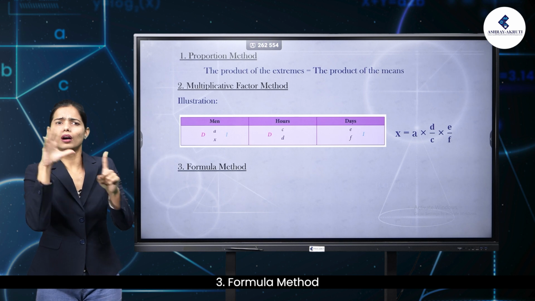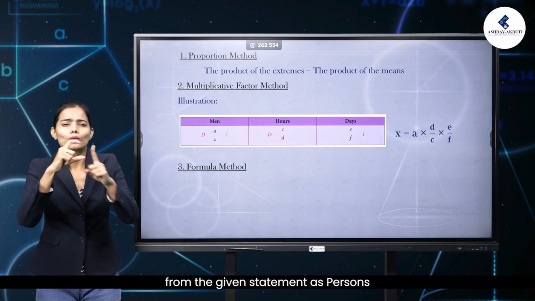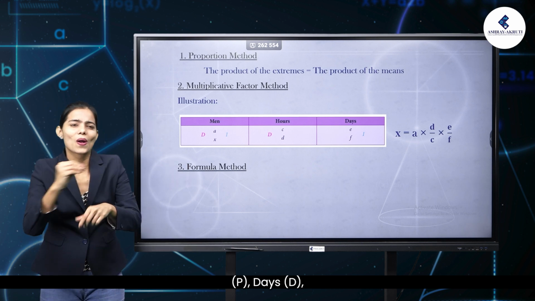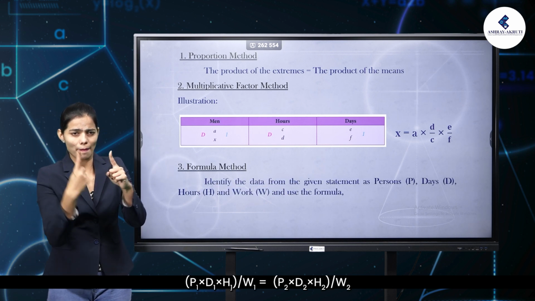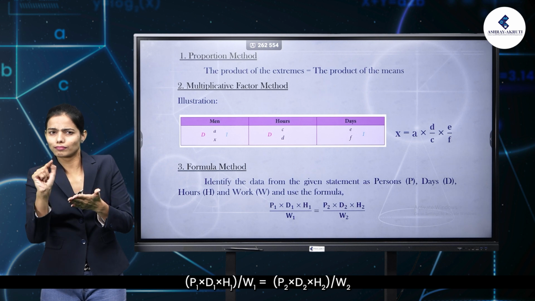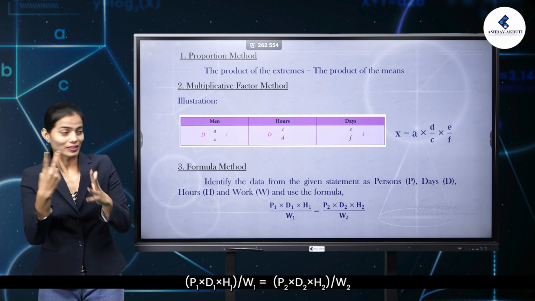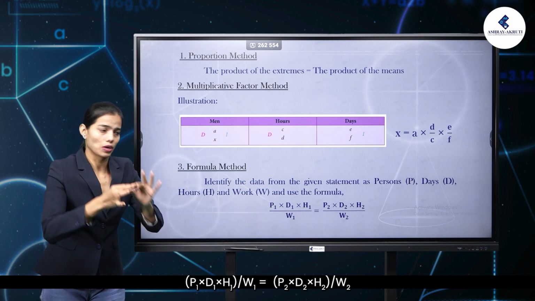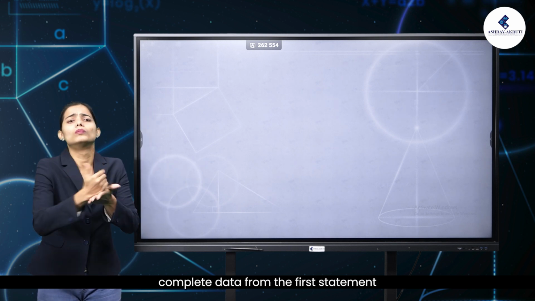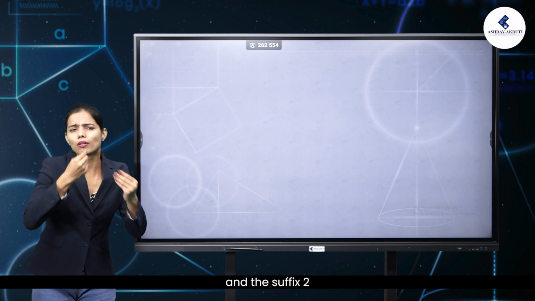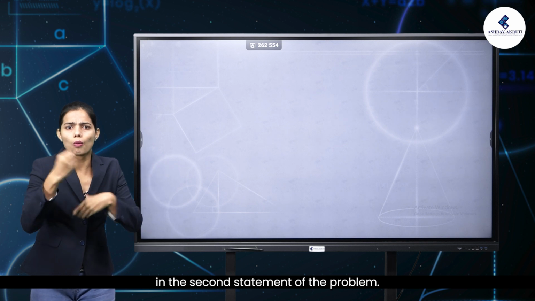Number 3, formula method. Identify the data from the given statement as persons P, days D, hours H and work W, and use the formula P1 into D1 into H1 by W1 is equal to P2 into D2 into H2 by W2, where the suffix 1 contains the complete data from the first statement of the given problem and the suffix 2 contains the unknown data to be found out in the second statement of the problem.